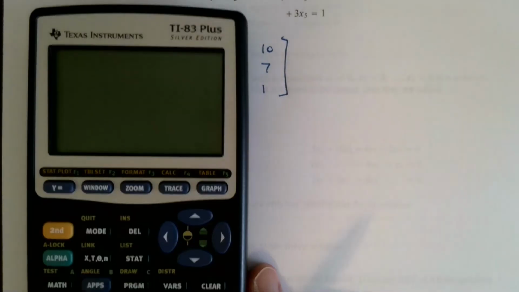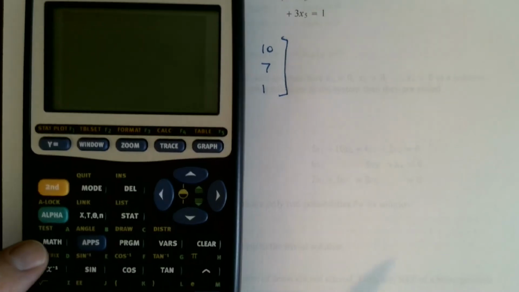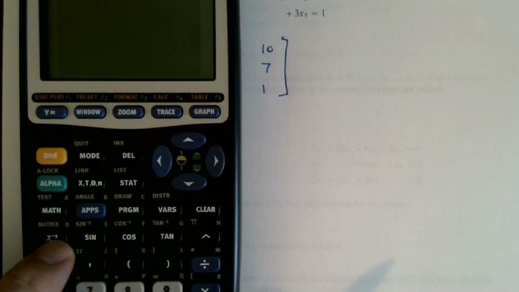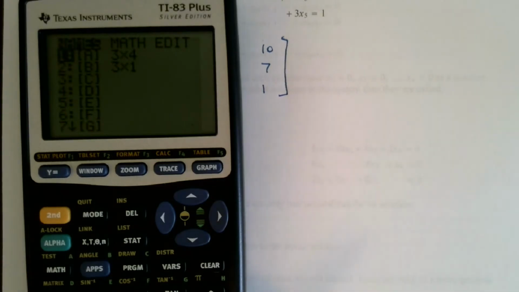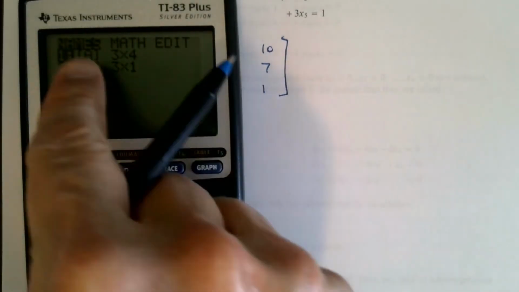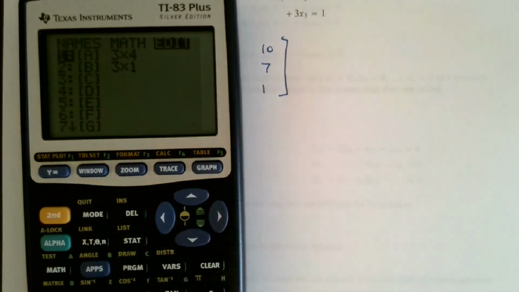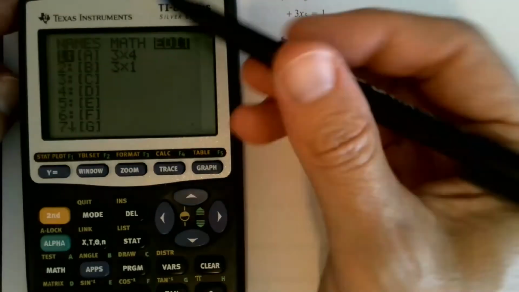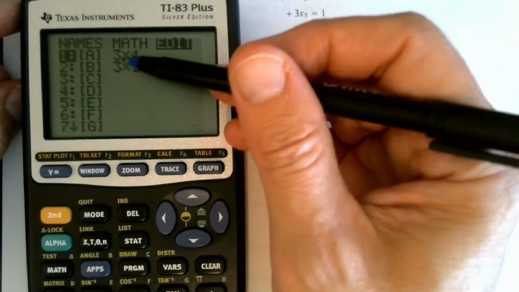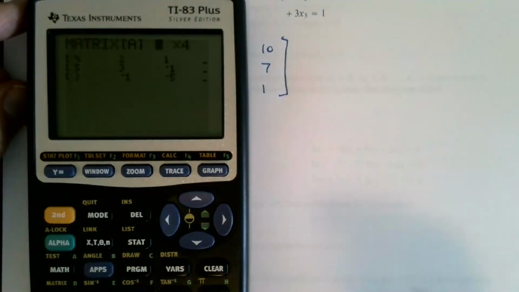To get to matrices, let's turn it on. Matrices is right above the x inverse key here. So do second and matrix, and that will bring up this. And we want to go to edit, so you've got names, math, scroll to the right, edit. I want to edit this matrix. Now you may or may not have anything in here. You might have numbers here, or you may not if you've never used them, but that's okay. Just type 1 or hit enter, and this will be matrix A.